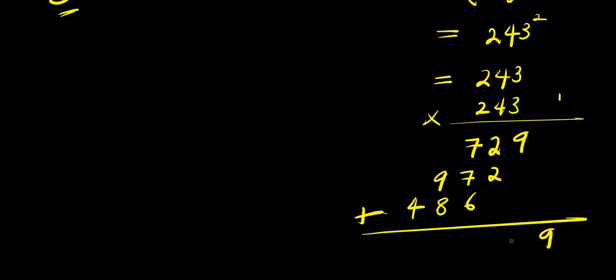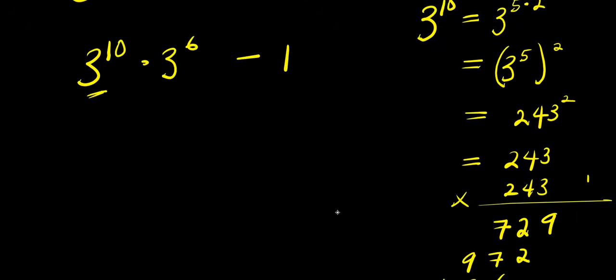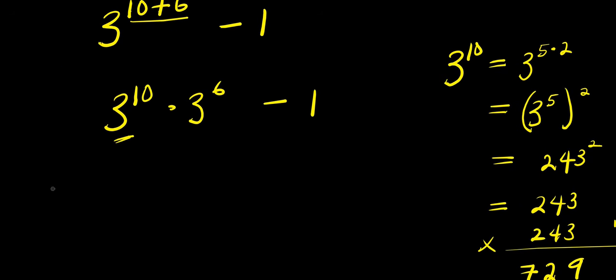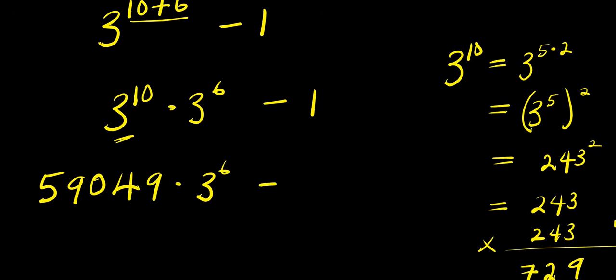This is 9, 4. This is 20, 0 carry over 2 at here. This is 19, 9 carry over 1, and at this 594, 9. So this is 59049 times 3 power 6 minus 1.